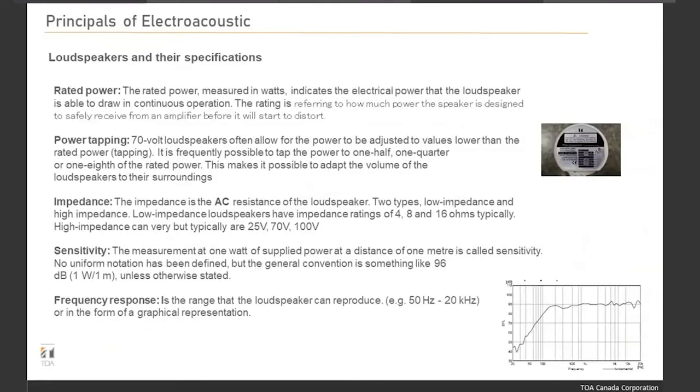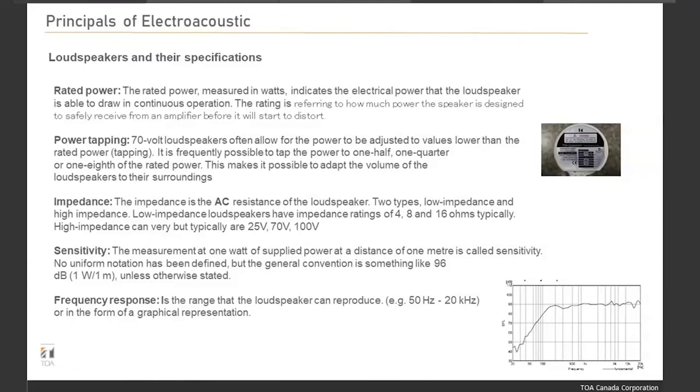So a little more on loudspeakers and their specifications. The rated power, which is measured in watts, indicates the electrical power that the loudspeaker is able to draw in continuous operation. The rating refers to how much power the speaker is designed to safely receive from an amplifier before it will start to distort. And then power tapping: for our high impedance loudspeakers, the 70-volt loudspeakers, often allow for the power to be adjusted to values lower than the rated power.